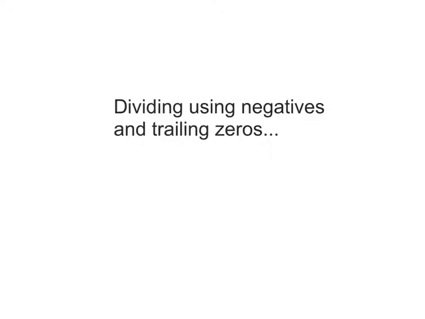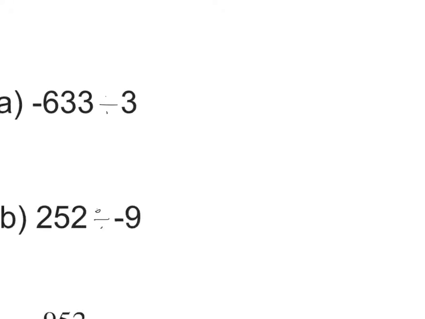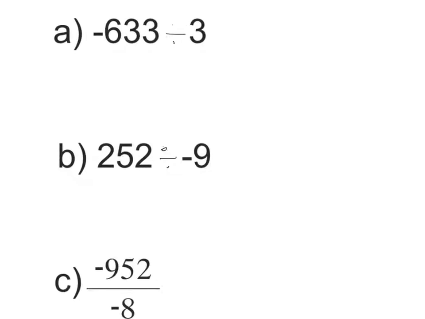I'm not going to spend loads of time on it because we learnt it last time, but let's just have a little look. If we had negative 633 divided by 3, well, negatives have to come in pairs. I've just got one negative sign here. I'm dividing, they must come in pairs, so I know my answer's got to be negative, and from my drill I already know the answer is 211, so it's a negative 211.